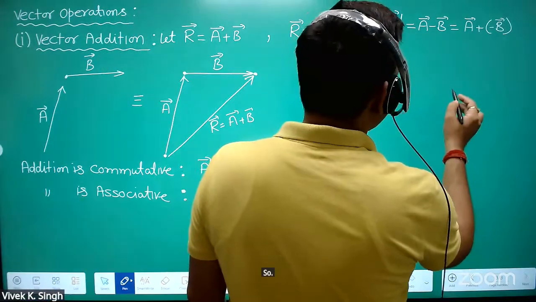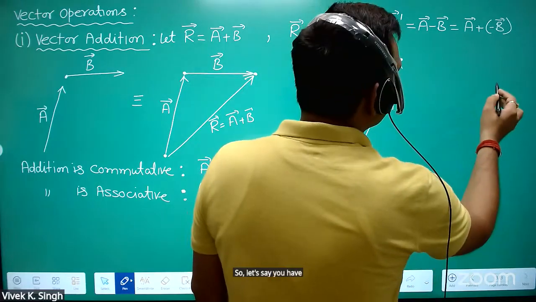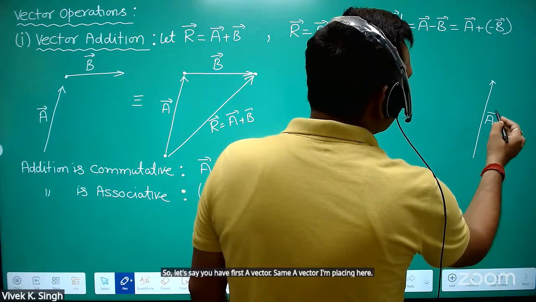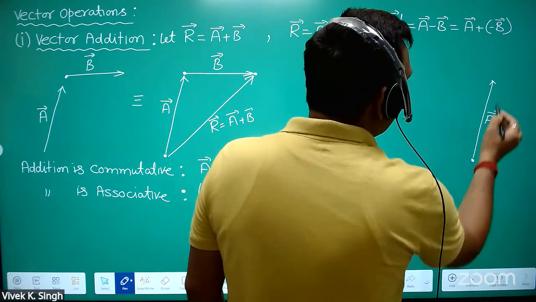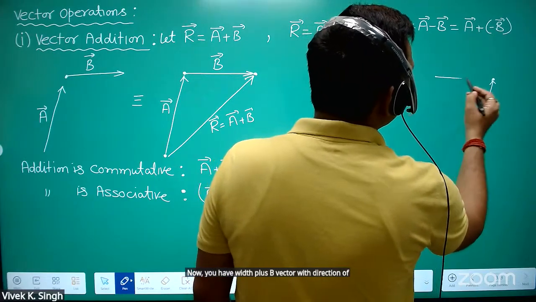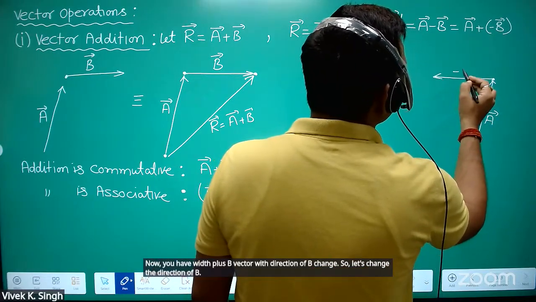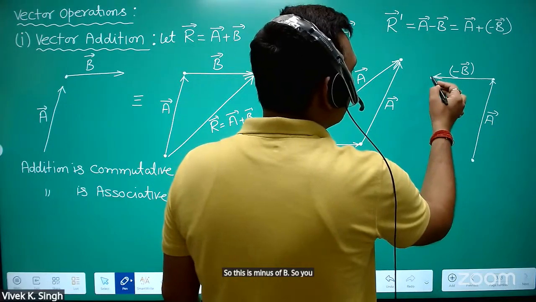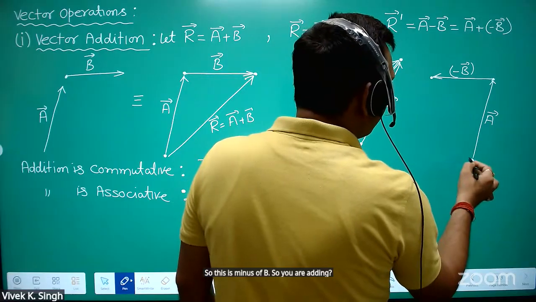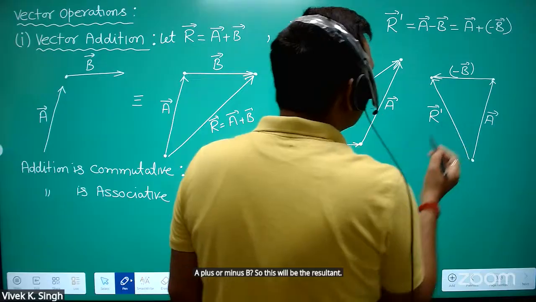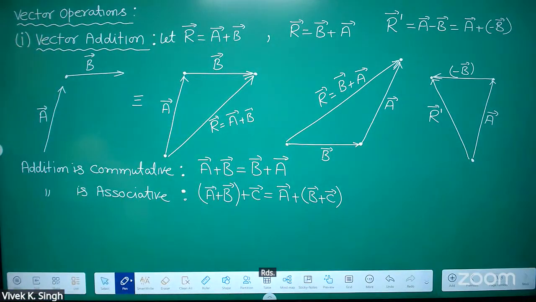So let's say you have first the A vector. The same A vector I am placing here. Now you add the B vector with its direction changed. So let's change the direction of B. So this is minus of B. So you are adding A plus of minus B. So this will be the resultant R dash. Is it clear?